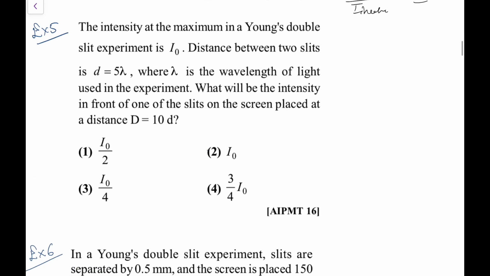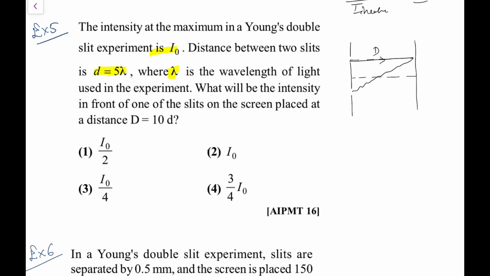Next, the intensity of the maxima in YDSE is I naught. The distance between two slits d is 5 lambda, where lambda is the wavelength of the light. What would be the intensity in front of one of the slits if the distance capital D is 10 times d? So here what you need to do, just remember this is the setup we use. In front of one of the slits, let's say like this, this ray here travels a distance capital D.